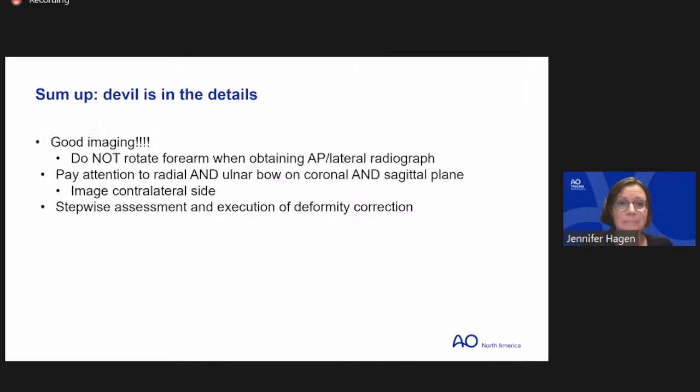But to sum up, the devil is in the details, right? With any malunion, good imaging is invaluable, especially for this very complex constellation of joints. So do not rotate the forearm when you're obtaining AP and lateral radiographs. Instruct your X-ray techs to do this. If you're taking X-rays in the operating room, resist the urge to rotate the forearm, because it changes the relationships of the bones so much it can be very difficult to interpret. You need to pay attention to both bows of both bones.